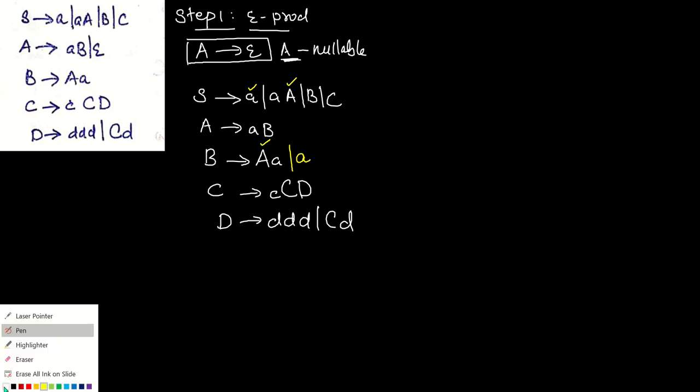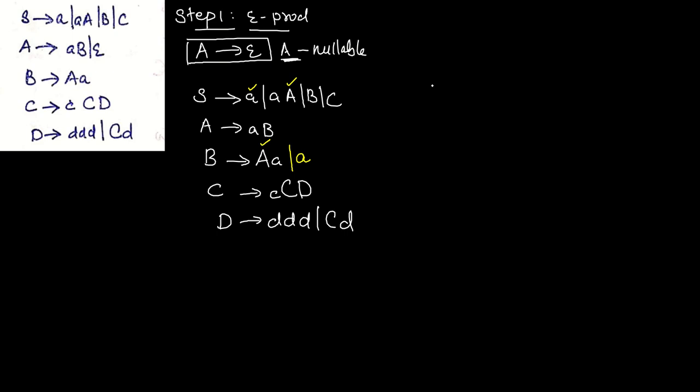Now the second step is to remove unit productions. See how many unit productions are here. Here we have a single terminal, that is not a unit production. Here this is also not a unit production. Here we have a single variable B, and here we have only a single variable C. So these two are unit productions.